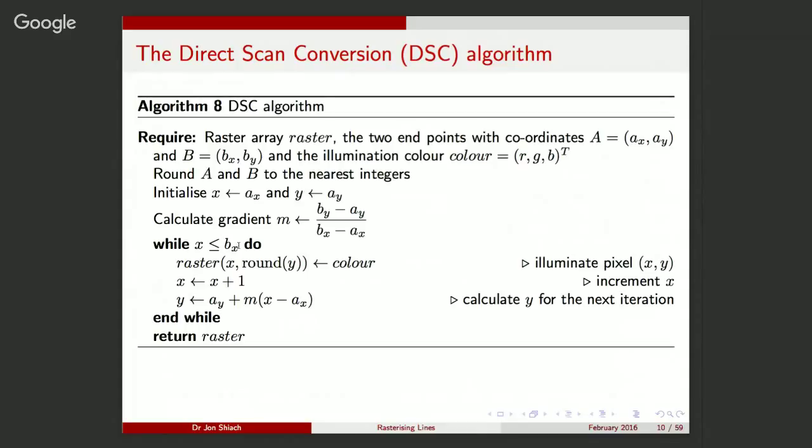So what we do is, for the pixel at X, round Y. Now we have to round it because Y could be a real number. We cut pixels in discrete quantities, so they have to be whole numbers. So the raster at X, round Y, we fill in with color. So that single pixel at X, Y, we fill in with whatever color we want. The next X coordinate is simply X plus one, because we're going to the next pixel to the right. Your next Y coordinate is found using the Cartesian equation of a line. We do all that, and once we've exited the while loop, when we're finished, we just return the raster.